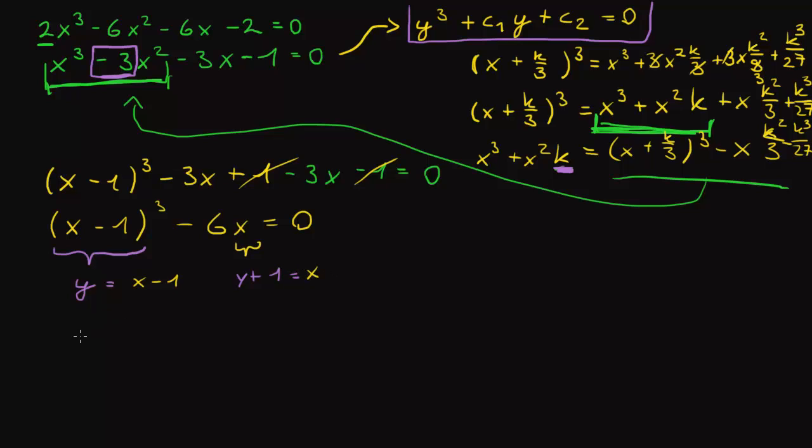So we can rewrite all of this by saying y to the third is equal to minus 6 times our x. And what is our x? Our x is y plus 1, right? That's our x. And all of this is still equal to 0. Now let's multiply this out to get it into standard form. We have y to the third minus 6y minus 6 is equal to 0.